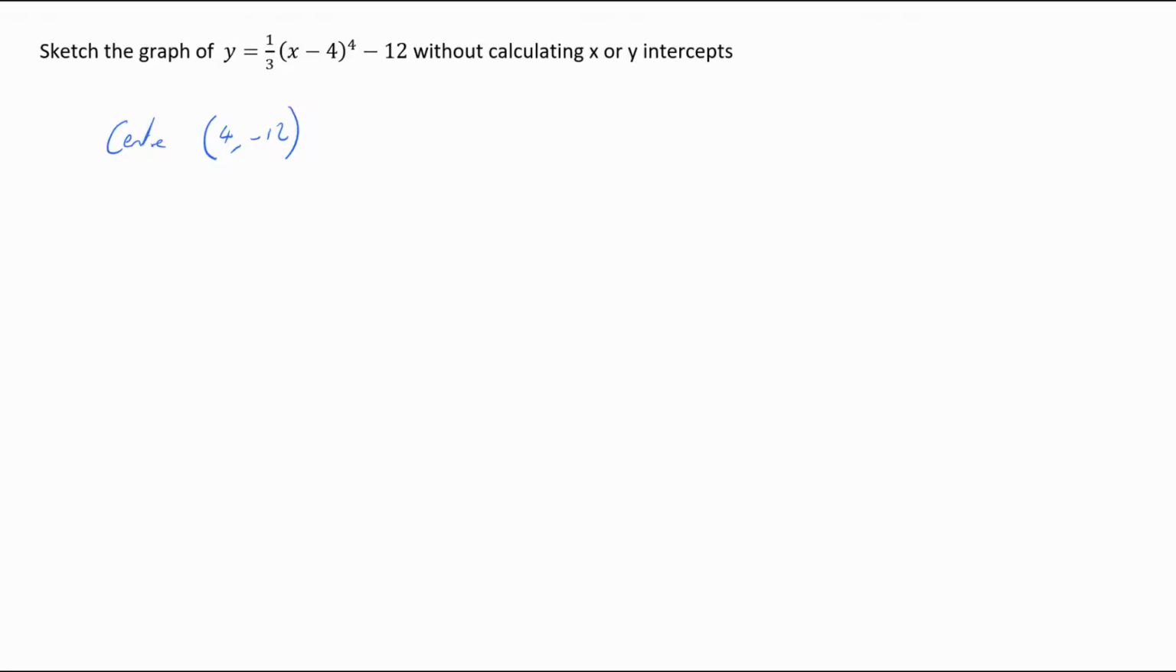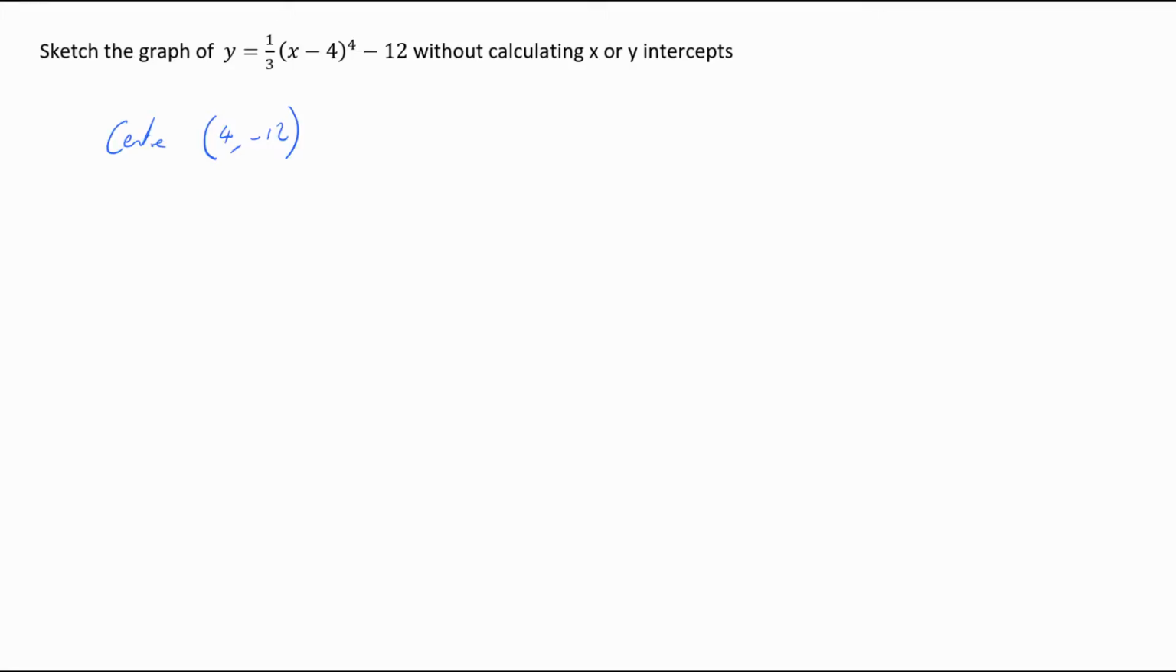Now, the coordinates that I've given here are actually the center of our graph. Irrelevant of the shape, the center is going to be where the graph is literally centered. If it's an even power, it's going to be the literal turning point. If it's an odd power, it's going to be the inflection point, but it's still the center of the graph. Once you've done that, considering we don't actually have to work out intercepts, there's not really much else to do.